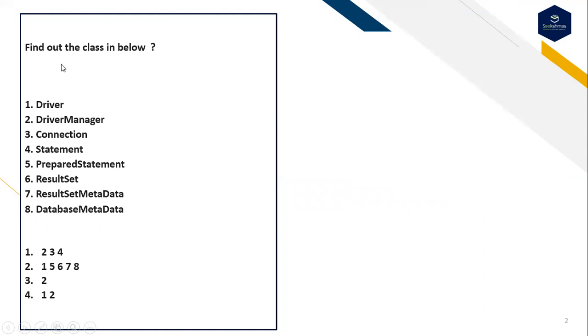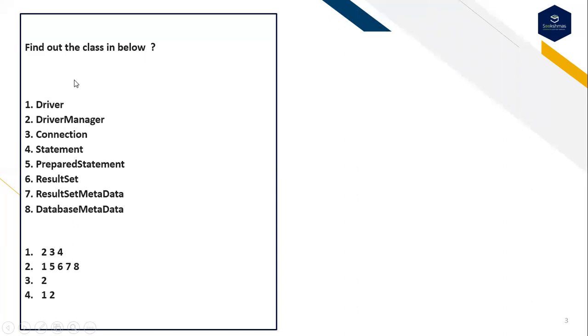This is the second question. Find out the class in the below. The first driver, driver manager, connection, statement, prepared statement, result set metadata, and database metadata. These are the following options: option 2, 3, 4. Second option is 1, 5, 6, 7, 8. Third option is 2. And the fourth option is 1 and 2.